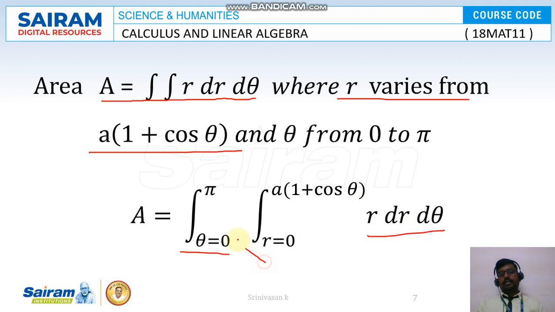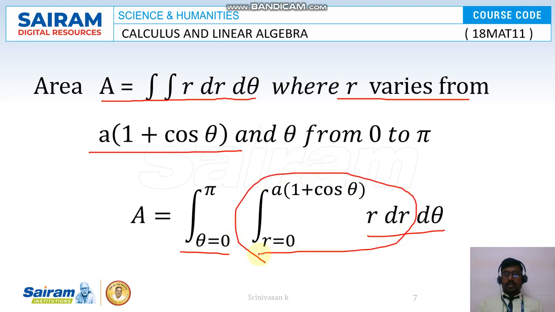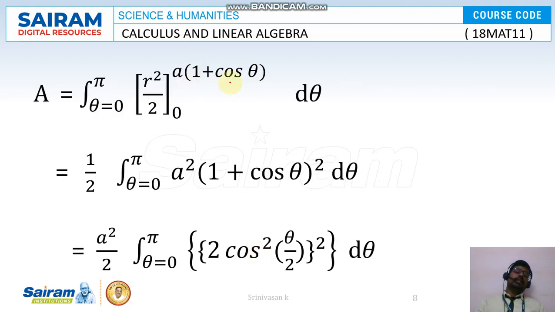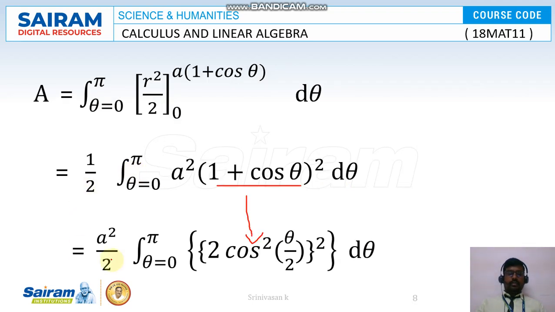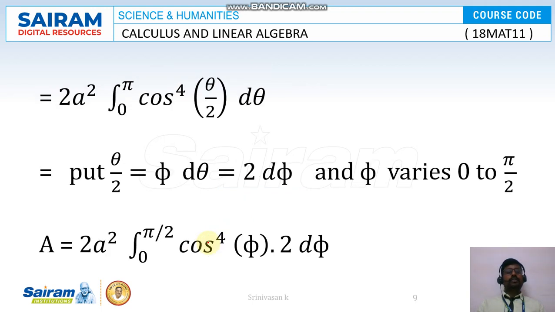First integrate with respect to r. The integration of r is r square by 2, from 0 to a into 1 plus cos theta, into d theta. Substitute upper limit minus lower limit. 1 by 2 is a constant, so we get a square into 1 plus cos theta the whole square. We know 1 plus cos theta equals 2 cos square theta by 2, so squared that is 4. The 2 cancels, and we get 2 a square, integral from 0 to pi of cos power 4 theta by 2 d theta.